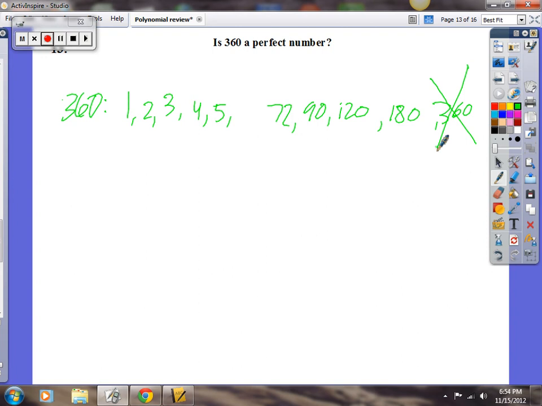So to be a perfect number, like the first one we talked about was 6, you add 1, 2, 3. Don't add 6. So you add up the factors 3 plus 2 plus 1, and if all the factors except for the number itself give you that number, then it's a perfect number.